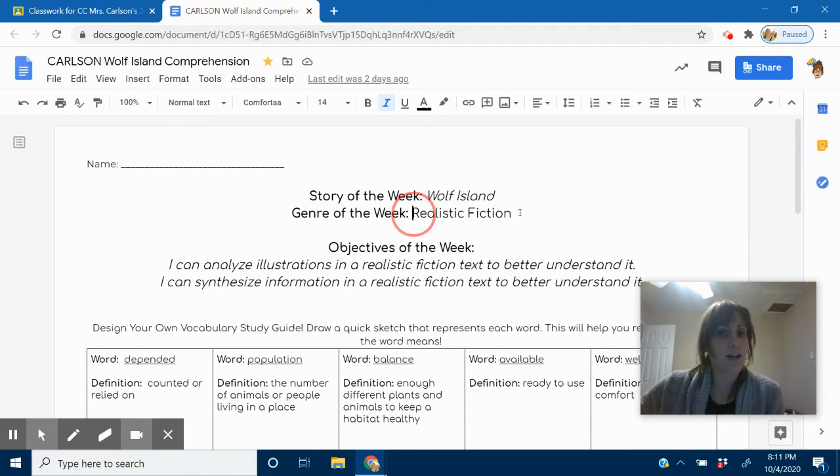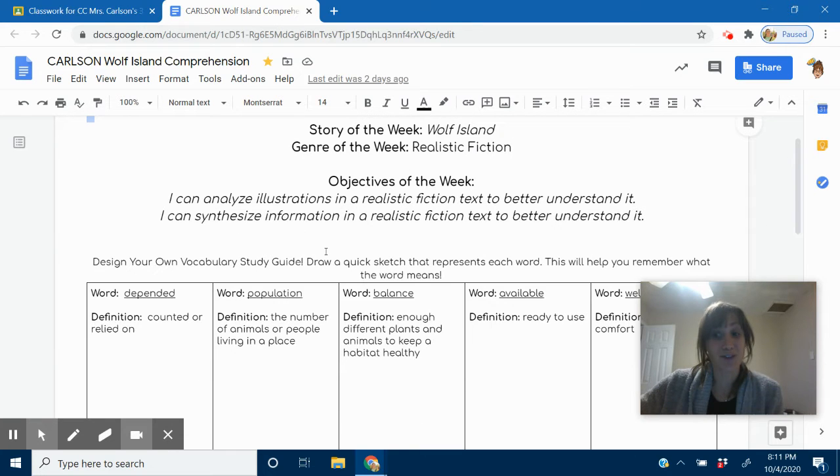Our genre for the week, as we already know, is realistic fiction. Our objectives for the week are what we are working on and what we will be able to do by the end of the week. It says, I can analyze illustrations in a realistic fiction text to better understand it. And I can synthesize information in a realistic fiction text to better understand it.